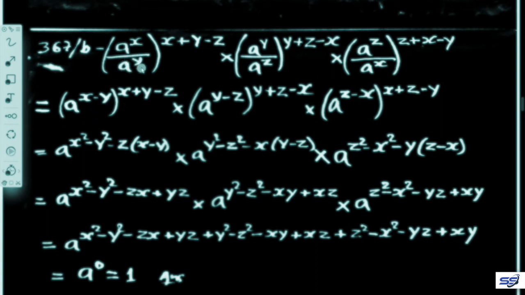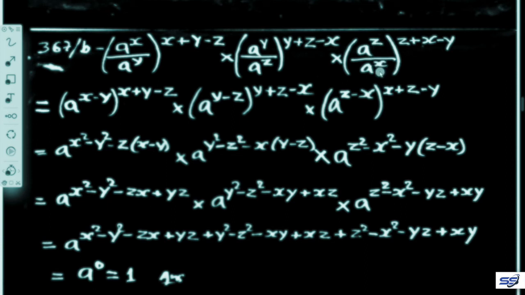Now the lower power is subtracted from the power of the upper one as the base is the same. Here the upper one is a and the lower one is a, so the base is the same, so the lower power shall be subtracted from the power of the upper one. So here comes a power x minus y, as x is the power of the upper one and y is the power of the lower one, and the rest is as given in the question, whole power x plus y minus z, into a power y minus z. Here also the same thing: z is the power of the lower one, so it shall be subtracted from the power of the upper one, y minus z. So here comes a to the power y minus z, whole power y plus z minus x, into a to the power z minus x, as x is the power of the lower one and z is the power of the upper one.